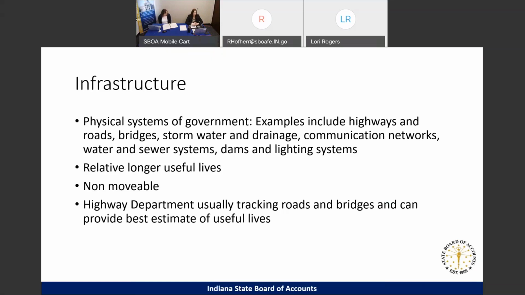I did look up some of the variances, and again, that's why your highway engineer is going to be much more valuable on this. Roads can last anywhere from 20 to 50 years, asphalt roads 18, gravel 8, bridges around 75. And again, your highway department is going to be much better at determining how long these things usually last, or when they need to have major reconstruction or replacement.